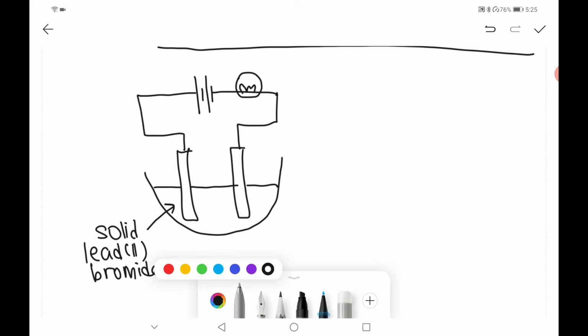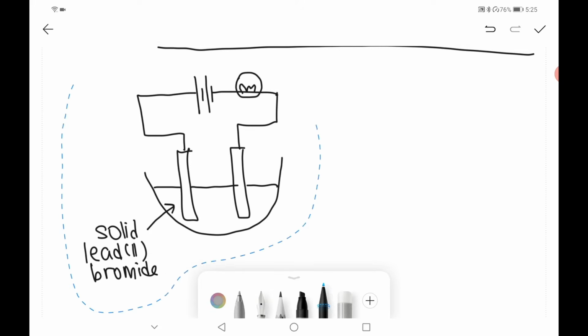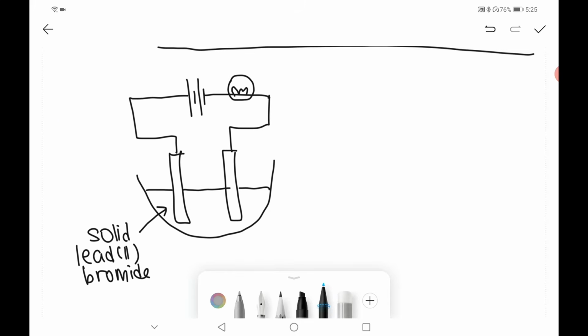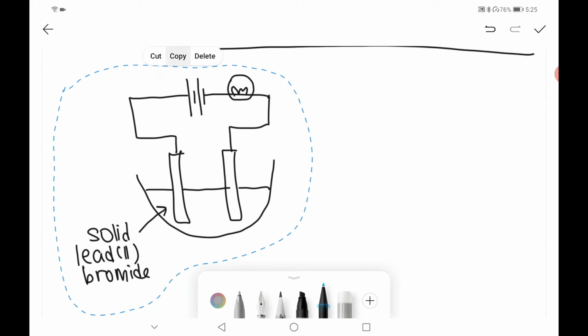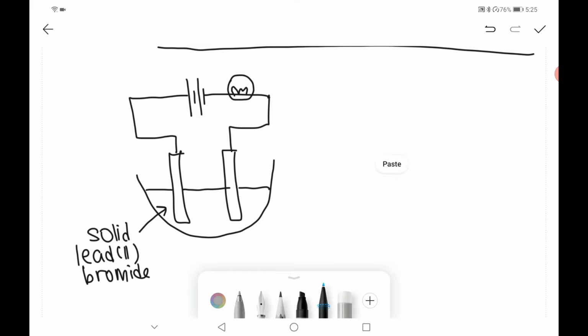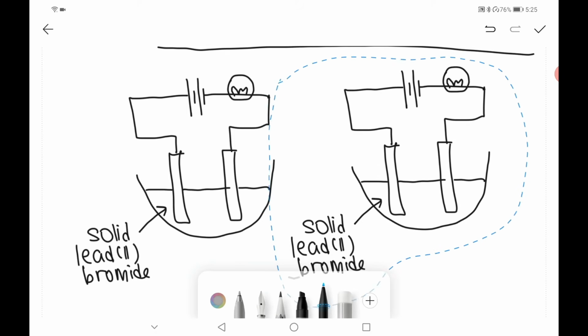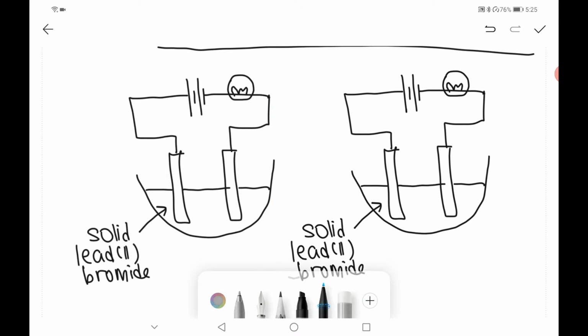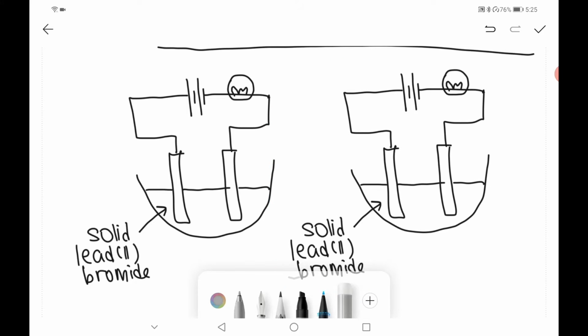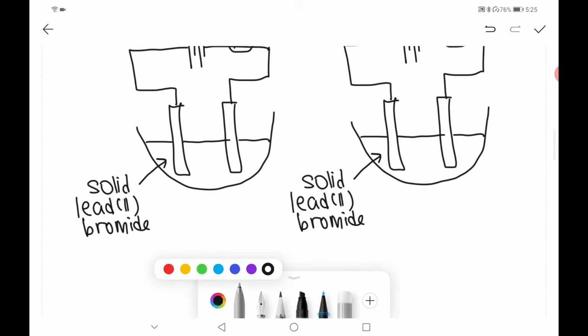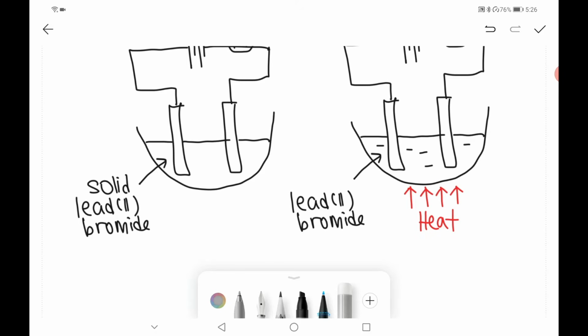Now let me go for another diagram. I copy this picture and paste it here. Everything is the same. The only difference is I heat it up. When I heat it up, it's fully melted and I get some liquid. When it's liquid, I call this molten form.